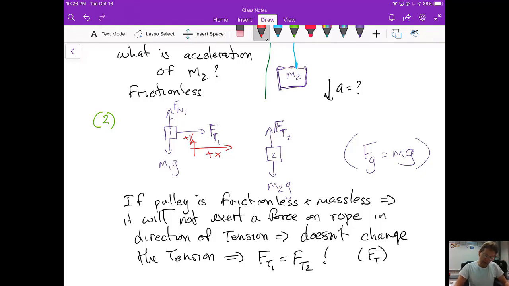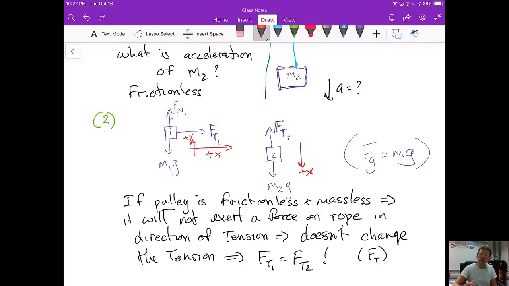Now for the plus x direction for body 2, I'm going to choose a different axis than for body 1 because we're treating these separately. They're free body diagrams. They're separate bodies. And again, the plus x direction should be the direction of acceleration. So I'm going to choose for body 2 plus x to be down, because I'm applying Newton's second law separately for body 1 and body 2.